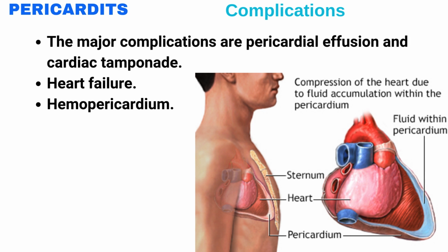Complications of pericarditis. The major complications are pericardial effusion and cardiac tamponade. Effusion is a buildup of fluid in the pericardium. Cardiac tamponade develops as the pericardial effusion volume increases and compresses the heart. Cardiac tamponade is a pressure on the heart due to fluid buildup. Other complications include heart failure and hemopericardium, especially in patients receiving anticoagulants after MI. Hemopericardium is accumulation of blood in the pericardial sac of the heart.